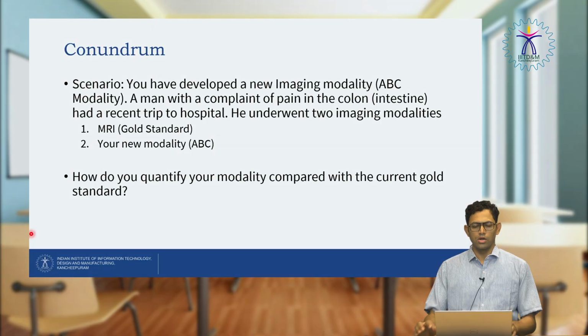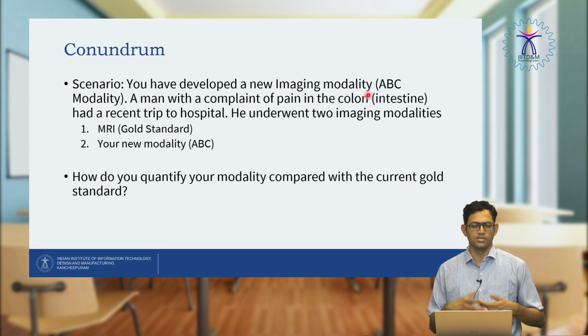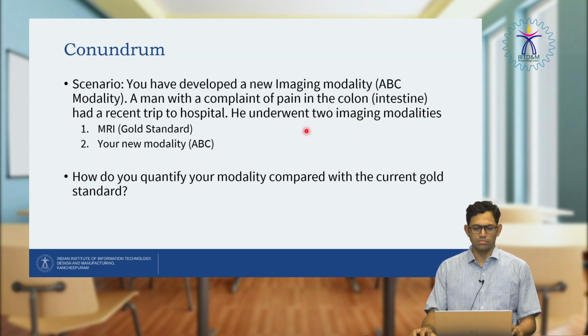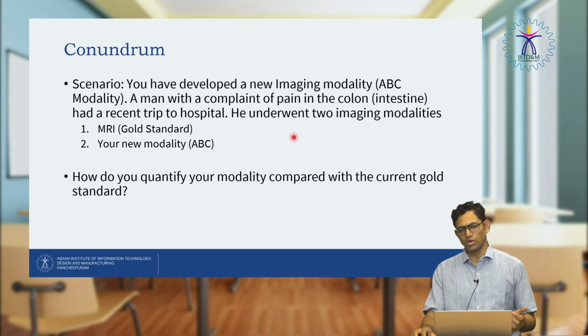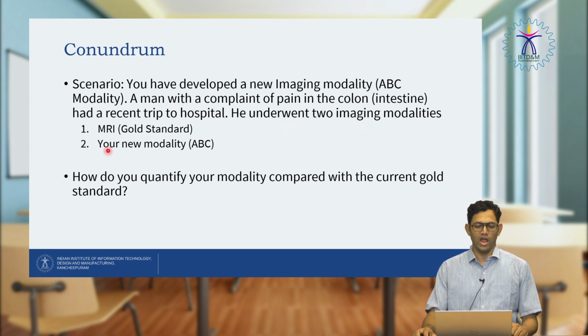So the conundrum is, for example, you have a new imaging modality. Let us name it the ABC modality. It's kind of a generalized name that we have given. And a person who has a complaint of pain in the colon, which is part of the intestine, had a recent trip to the hospital. He underwent two imaging modalities, right? Like for example MRI, which is considered to be a gold standard.